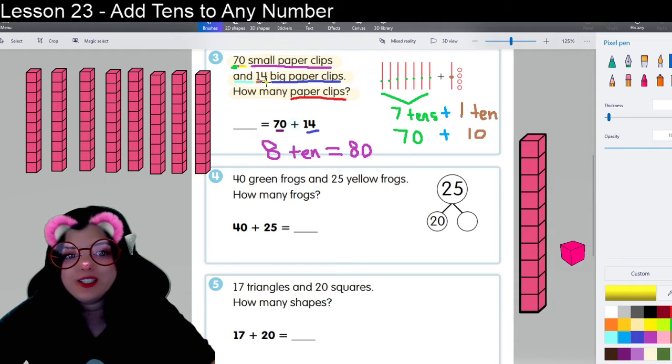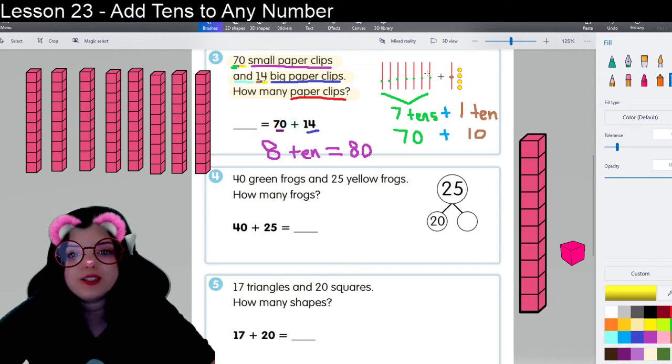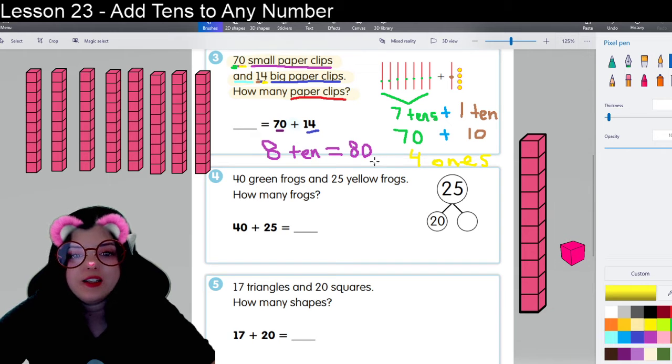If you said 4, you are right. And here are the circles. This shows me how many ones there are. 1, 2, 3, 4. There are 4 ones. So if I have 80 plus 4 more, what number does that make?